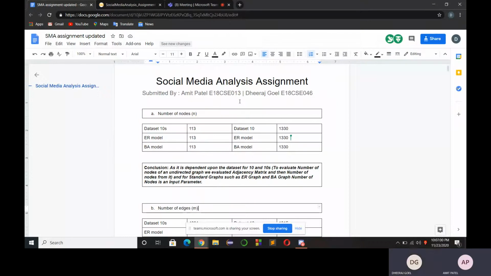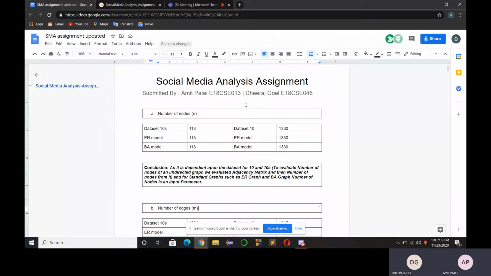For this, we used Google Colab, in which we implemented the Python code to obtain the results from these data sets and compare them with the ER model and BA model. Then after taking out these results and graph images of the comparison, we put them into a document to compare these results. Directing all the attention to Dheeraj Goel to explain dataset 10s.